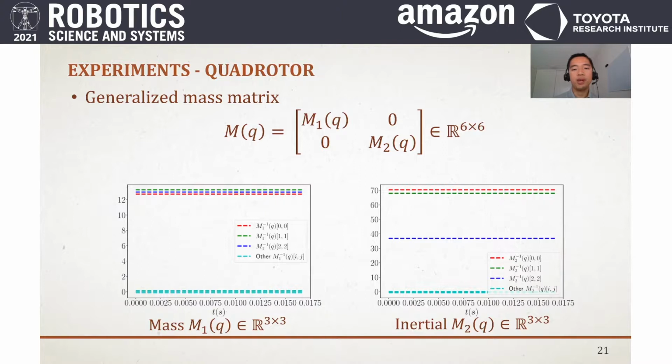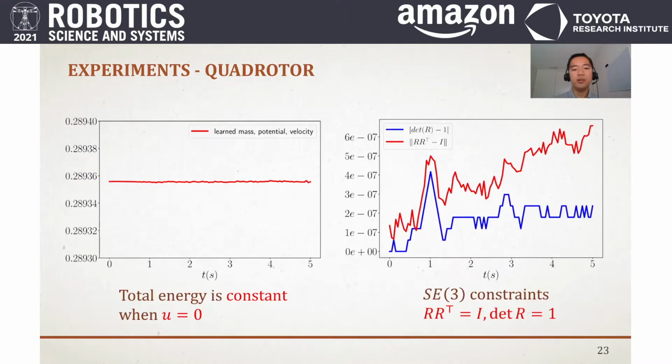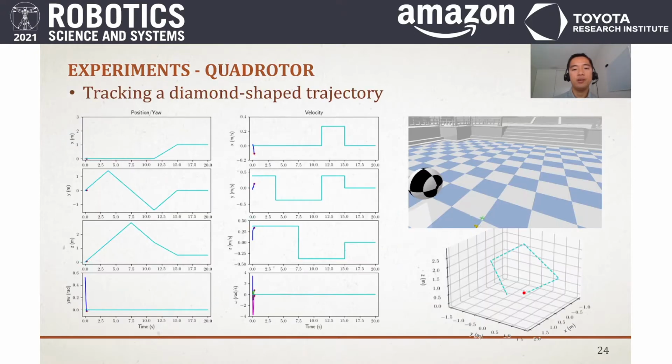The results show that we are able to learn the right mass, the right input coefficient, and the gravitational potential energy. We also verify that the energy conservation and the SE3 constraint are satisfied by our framework. Finally, we test our energy-based controller with a diamond-shaped trajectory. We can see that the drone is able to track the desired trajectory using a dynamics learned from data.